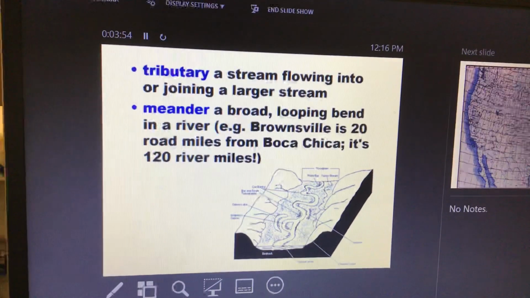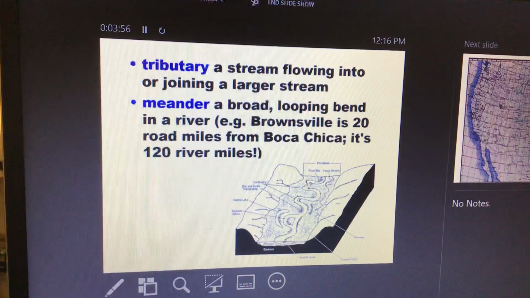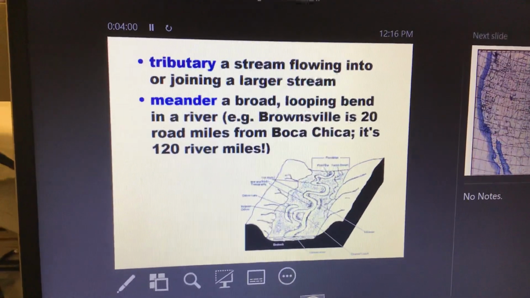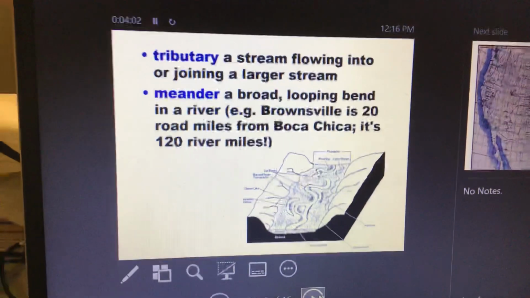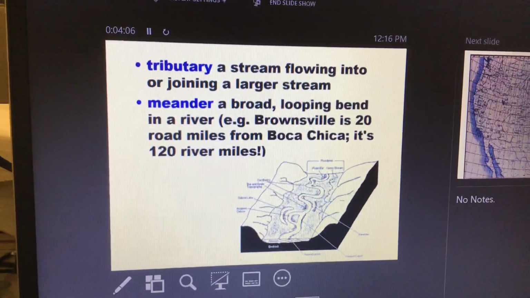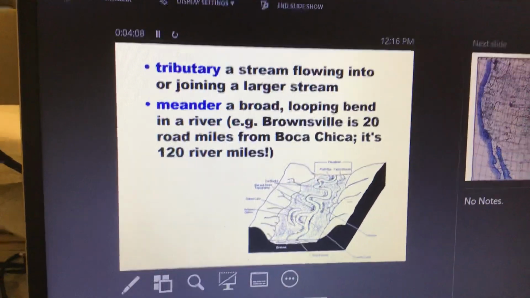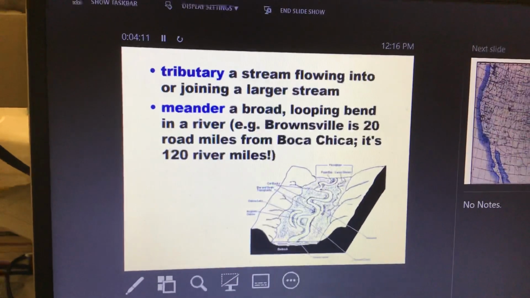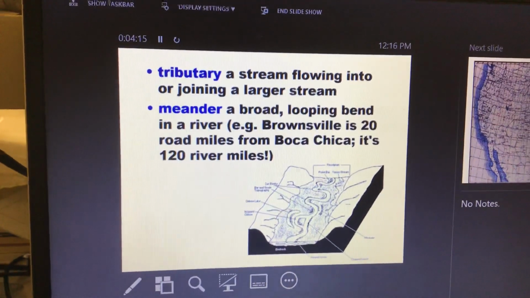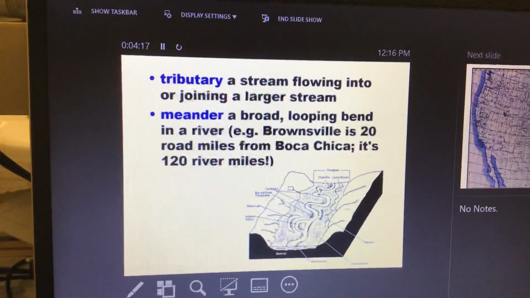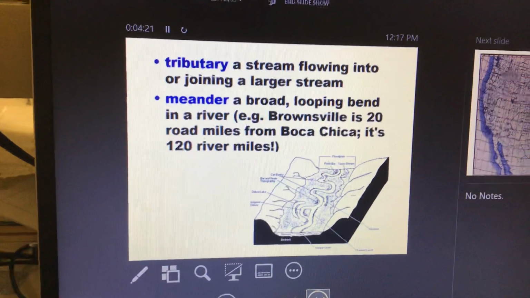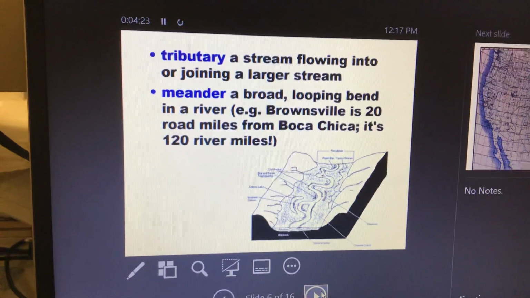If you contribute to something, you're adding to it. So if you play basketball and you're contributing to the team, you're bringing something to the team. Well, a tributary is a small river that brings water to a larger river. So the Big Sioux would be a tributary to the Missouri River. The Missouri River eventually dumps into the Mississippi River. So you could say the Missouri River is a tributary to the Mississippi. Something smaller that adds to something bigger.